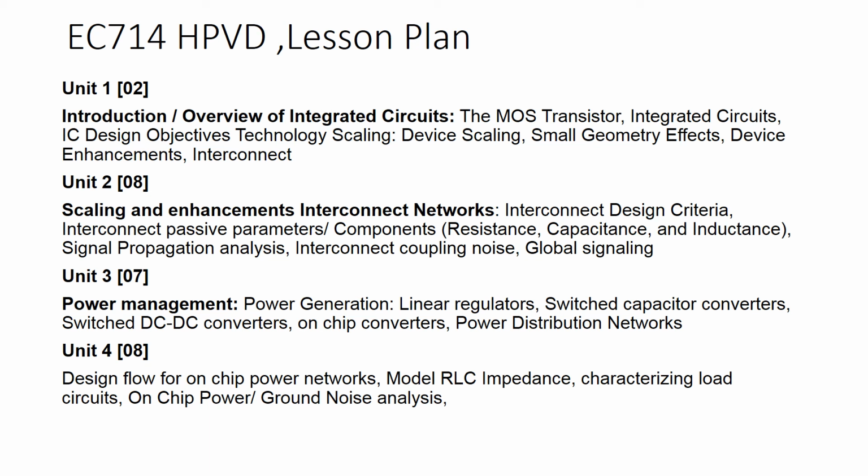Then in chapter 2, we'll be discussing scaling and enhancement of interconnect networks. So we'll be discussing interconnect design criteria, interconnect passive parameter components, modeling of interconnect, improvement in the interconnect, signal propagation analysis, interconnect coupling noise and global signaling. In chapter 3, we will be discussing power management on chip, power generation, linear regulator, switch capacitor converter, DC-DC converter, on-chip converters, and power distribution networks.